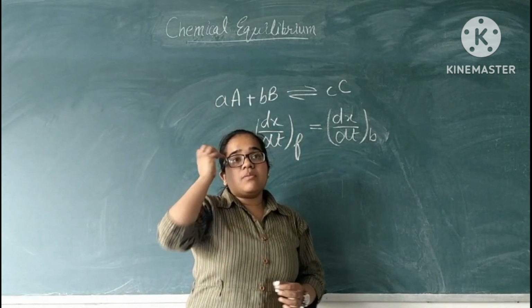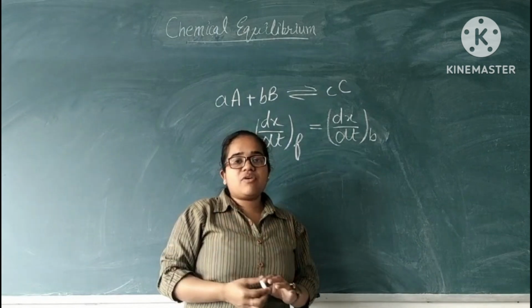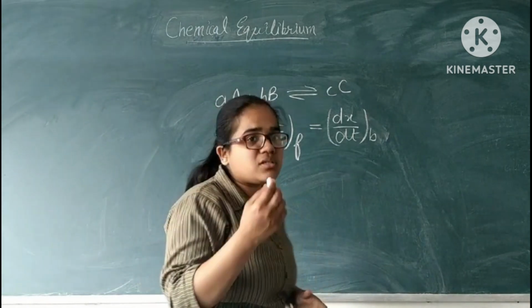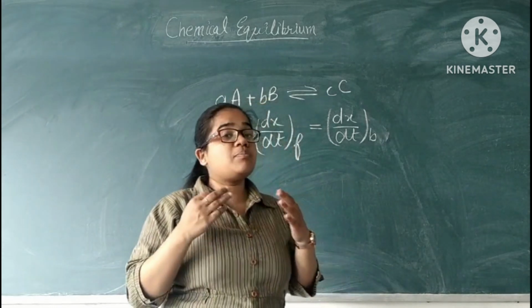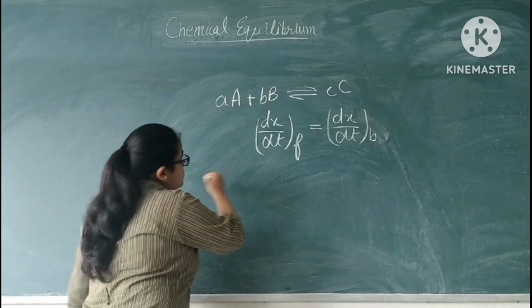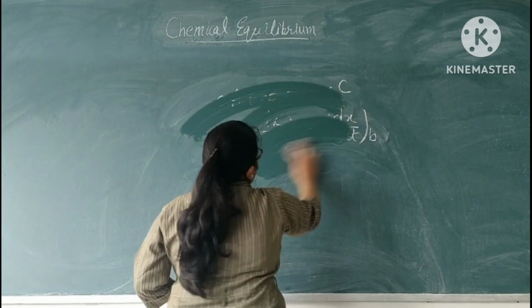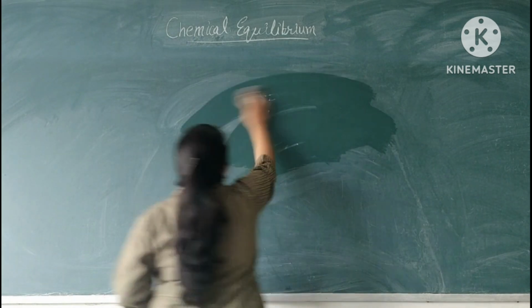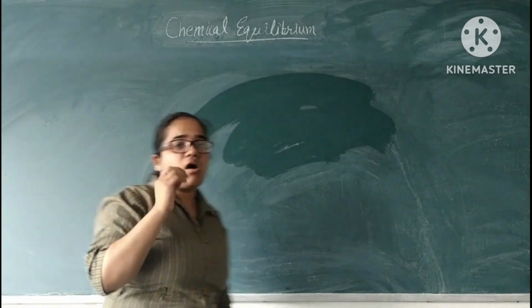Then, on the basis of the extent to which the reaction will occur, I am classifying this into three types. The first type is if the extent of the reaction will be nearly 100%, then what will happen? We will understand this with the help of a graph.